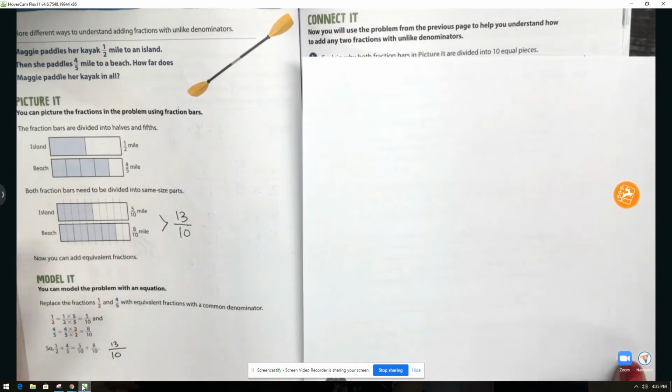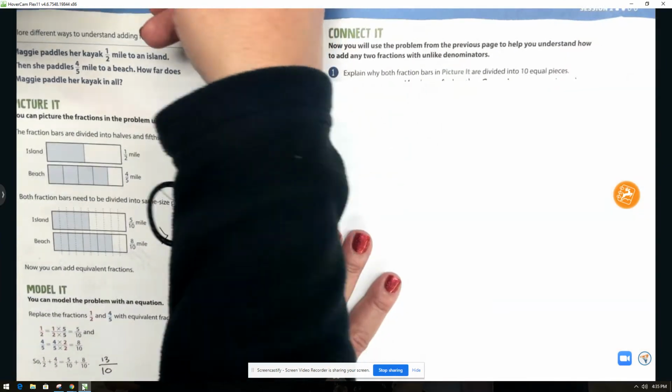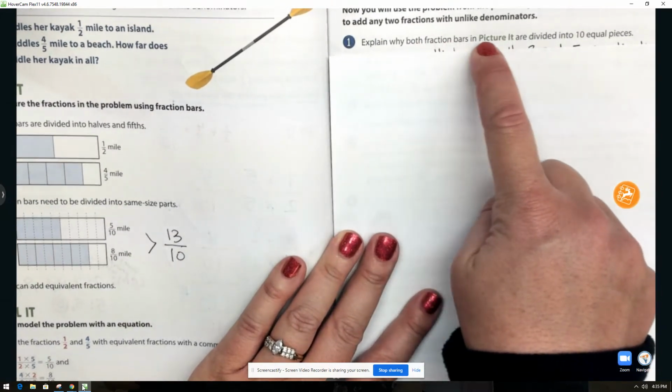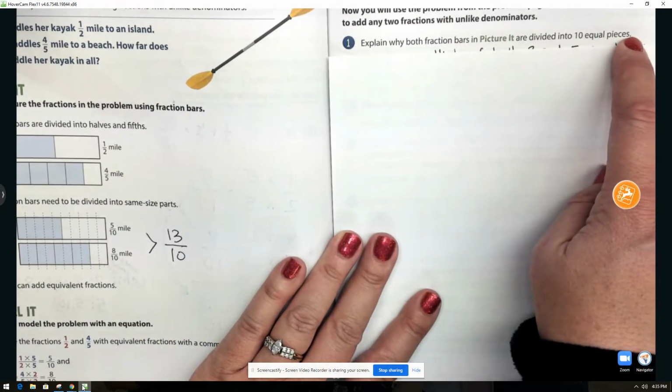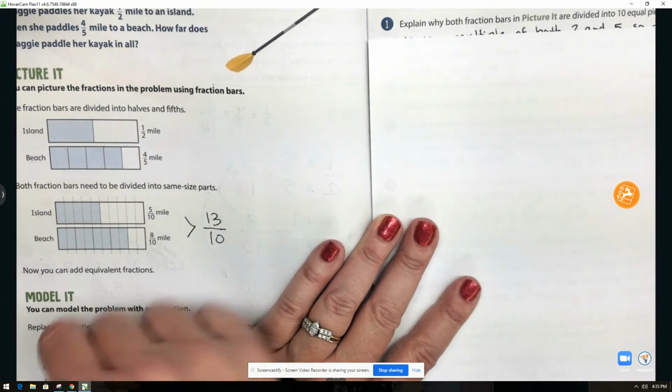Okay, go ahead and go to page 233. On page 233, the first question asks us, explain why both fraction bars in picture A are divided into 10 equal pieces. So why did we have to divide these into 10 equal pieces?